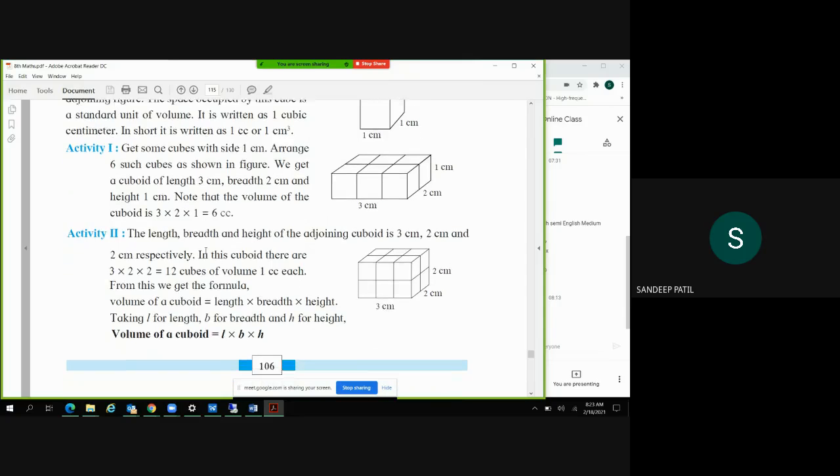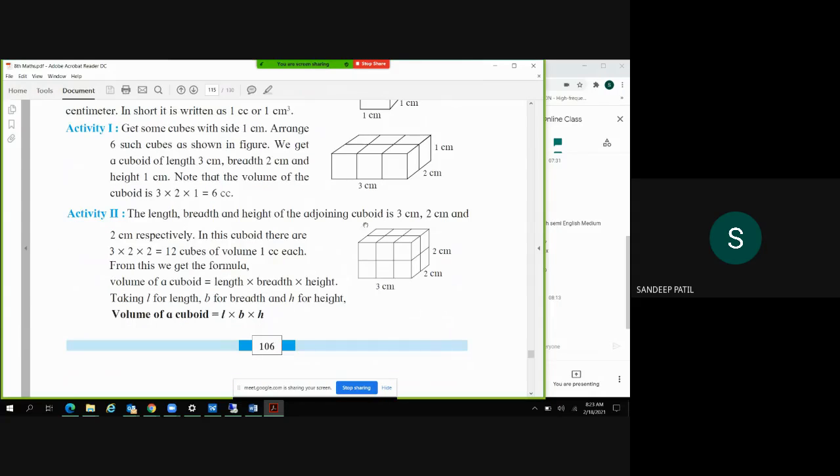So similarly, activity 2 is like length, breadth and height of adjoining cuboid is 3 centimeter, 2 centimeter and 2 centimeter respectively, right? So how will we calculate here? In this cuboid there are 12 cubes total, right? Of volume 1 cc each.